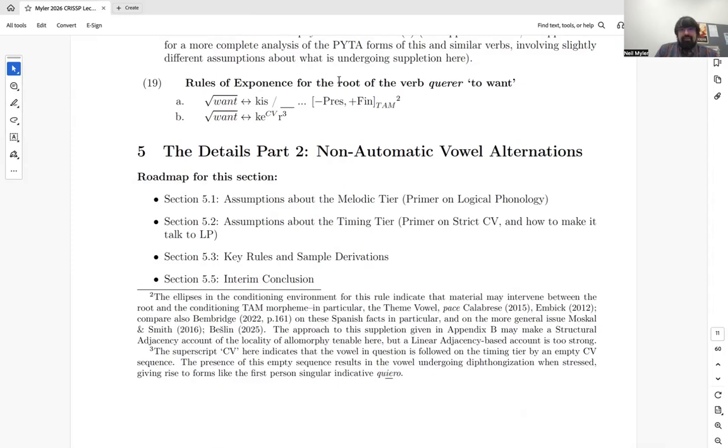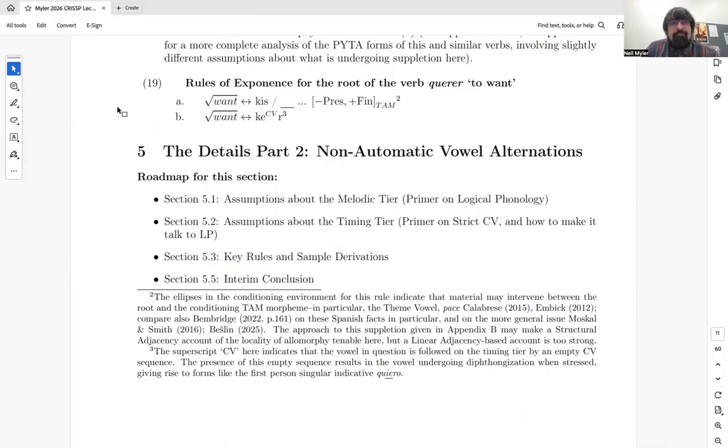Yes. And one other thing, this superscript CV here indicates that within that underlying representation, you've got some extra timing slots that are unfilled. The presence of those empty timing slots will result in diphthongization when the root is stressed, following a recent updating of an idea in a paper by James Harris from 1985, which appears in the master's thesis from UCAM by Perez Herrera, which I'll discuss in the next video. But that concludes this one.